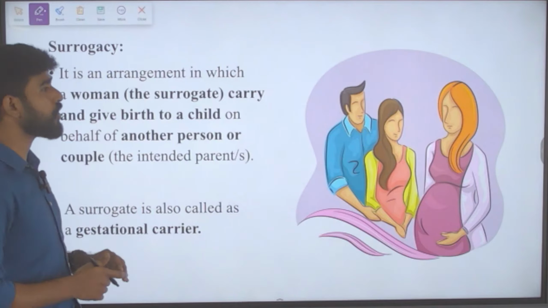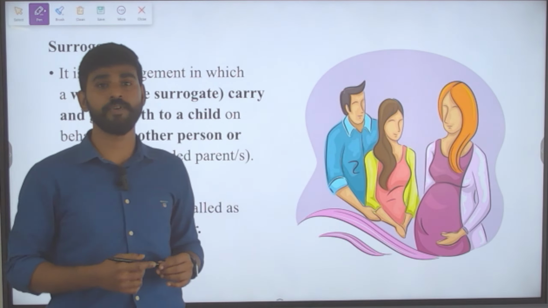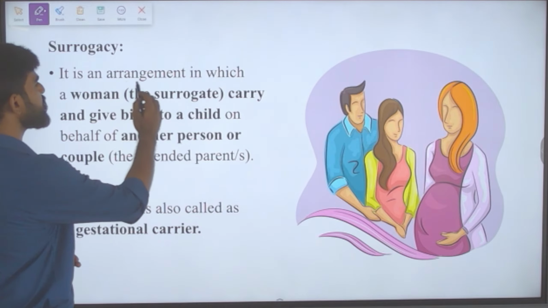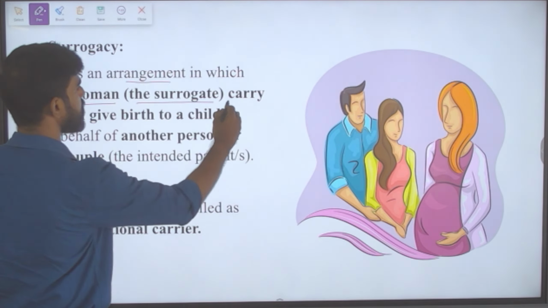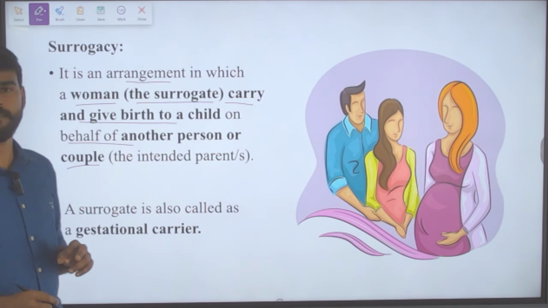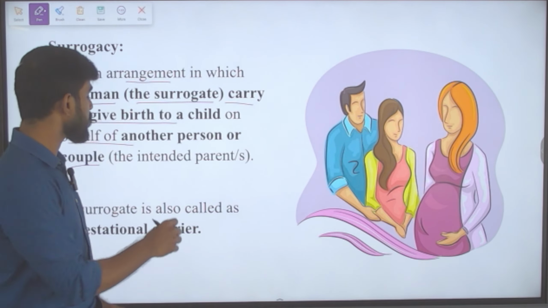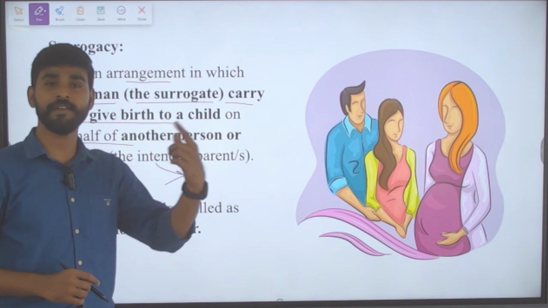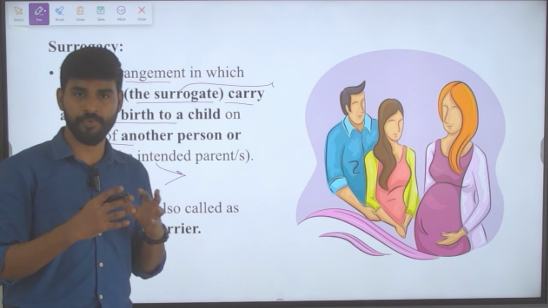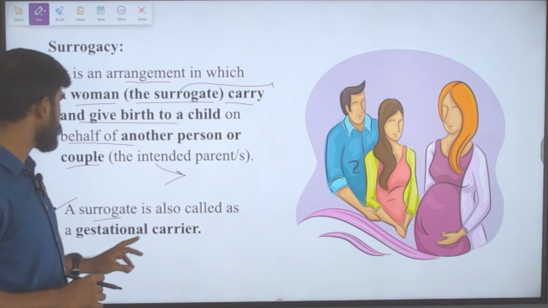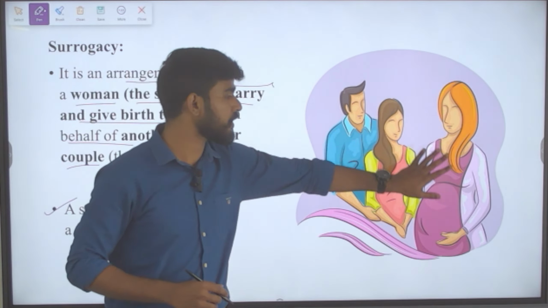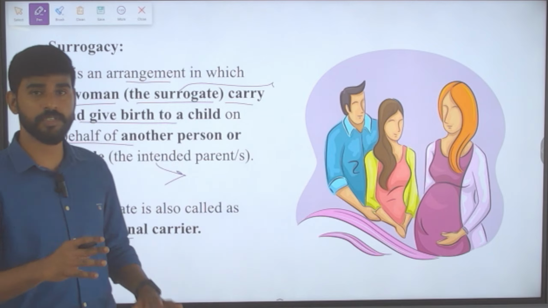Next is, we already saw that the southern white rhino will be acting as surrogate mother. So what is surrogacy? Surrogacy is an arrangement in which a woman, the surrogate, carries and gives birth to a child on behalf of another person or couple. They are called the intended parents. So here the northern white rhinos are the intended parents and the southern white rhino is the surrogate. This is how we have to understand it. The surrogate is also sometimes called a gestational carrier. Okay, northern white rhino giving their baby to southern white rhino. This is how it works.